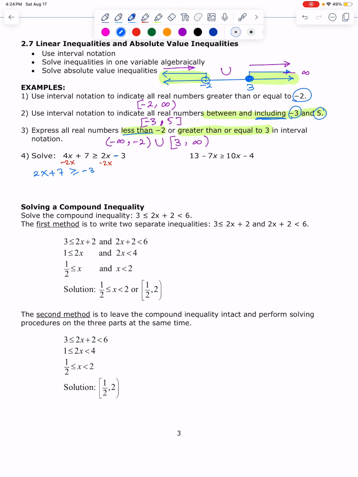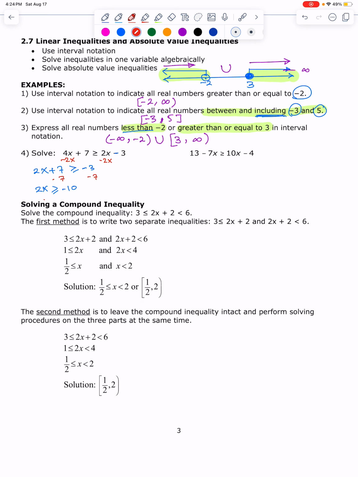Now I need to remove the 7 from the left-hand side. So I'm going to subtract 7 from both sides of the equation. What I get is 2x is greater than or equal to -10. Now I'm going to divide both sides of the inequality by 2. Now, because the division is with a positive number, nothing is going to change. So now I have x is greater than or equal to -10 divided by 2, which is -5.